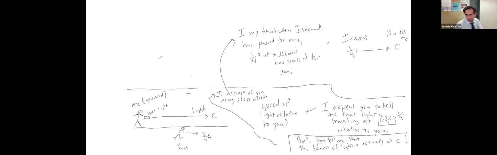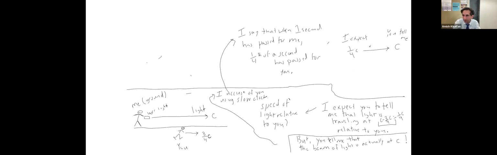I'm just going to get my coffee. Just think about it. How do you go from 1/4 c to c mathematically? How do you go from 1/4 to 1? You multiply by 4. That's good. So you just have to multiply by 4.